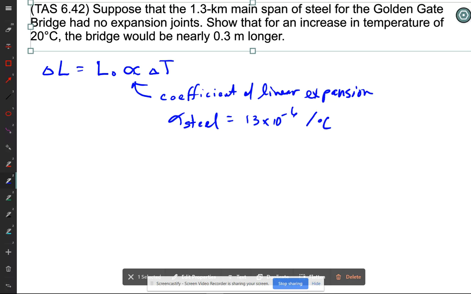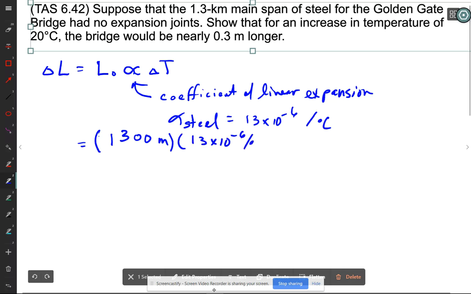So you did this problem, I assume. Oh, yeah. And so we just put our numbers in. So that's going to be the original length. I'll put it in meters. 1,300 meters is 1.3 kilometers. Times that alpha, 13 times 10 to the minus 6 per degree Celsius. And the increase in temperature is 20 degrees Celsius. And so if you look at the units, you'll see the degrees Celsius cancel. I'm left with meters.